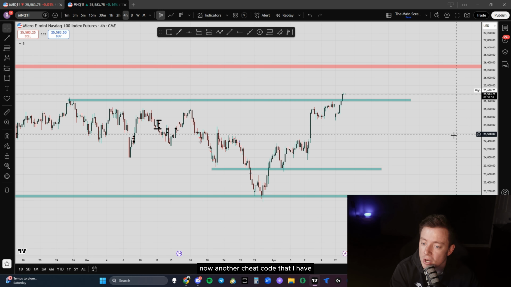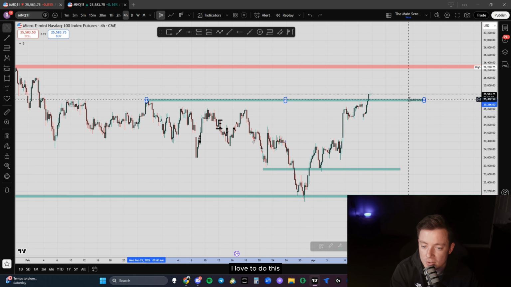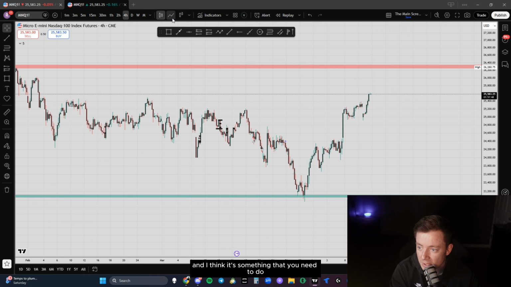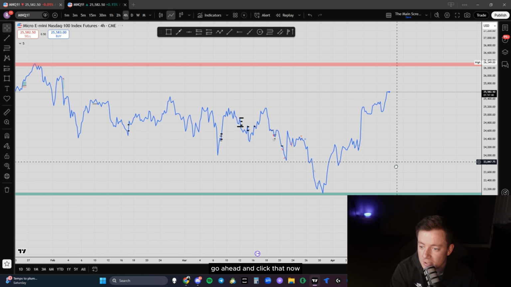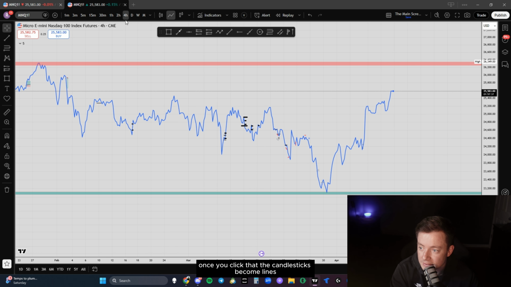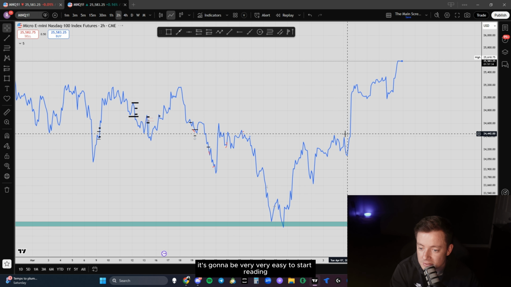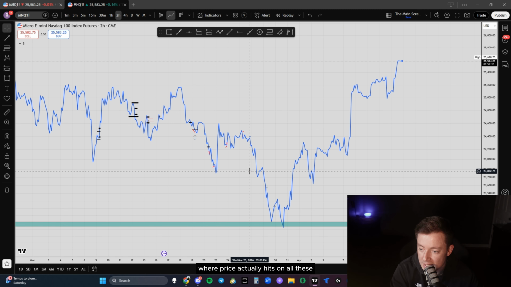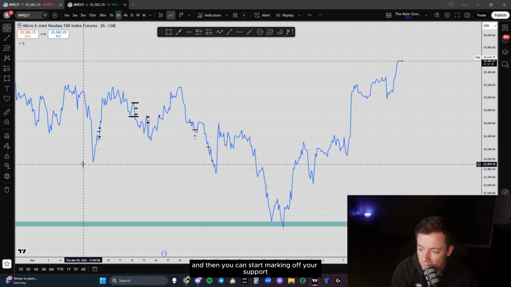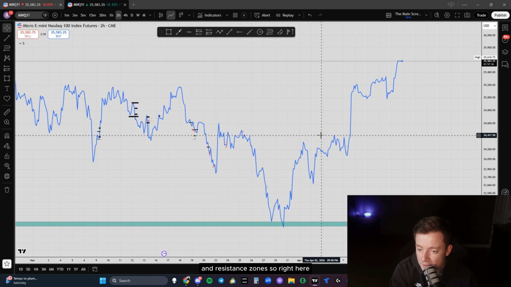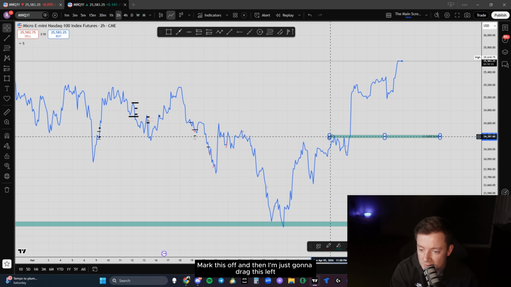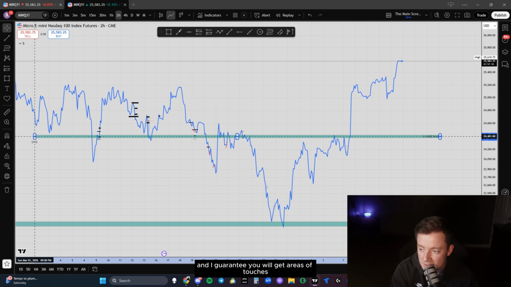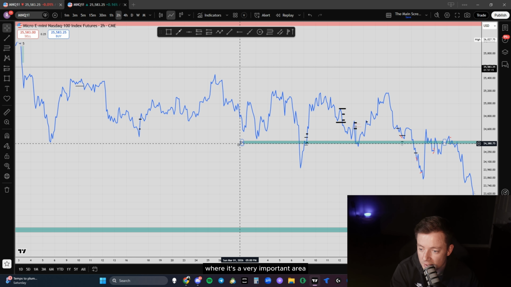Now, another cheat code that I have, I love to do this, and I think it's something that you need to do, is we've got candlesticks here, as you can see. This right here on your TradingView, you're going to have a little line chart. Go ahead and click that. Now, once you click that, the candlesticks become lines. It's going to be very, very easy to start reading where price actually hits on all these, and then you can start marking off your support and resistance zones. So right here, let's say I see price here, price here. I'm actually just going to put this right here, mark this off, and then I'm just going to drag this left, and I guarantee we'll get areas of touches where it's a very important area.